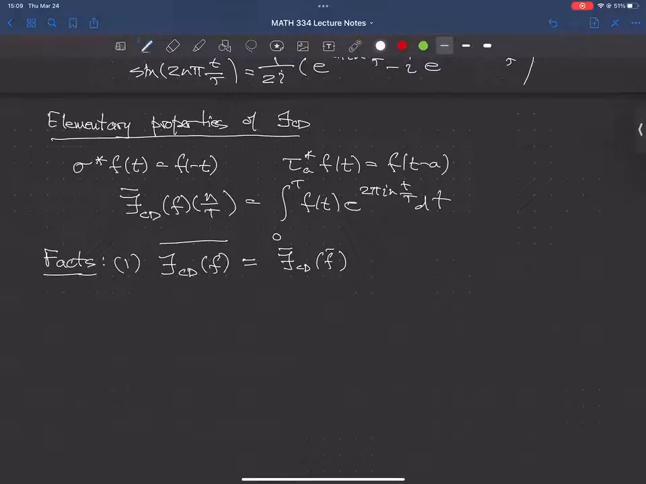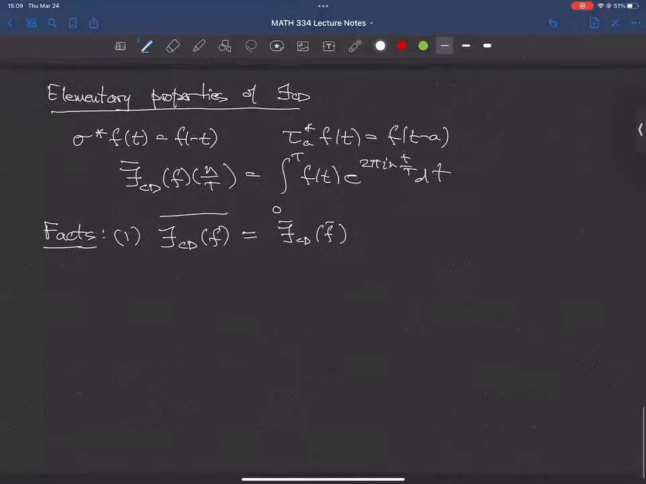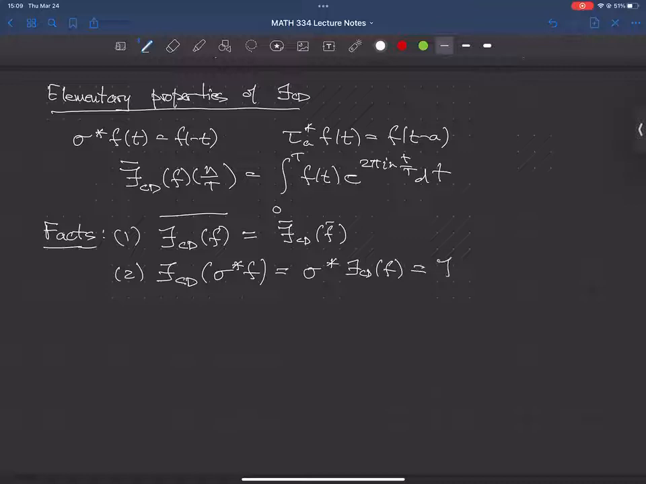Again, you just directly verify that by plugging everything in and making some change of variable in the integral. The CDFT of a reversed, flipped signal is the flip of the transform. And it's also that. Again, that's just a direct check.